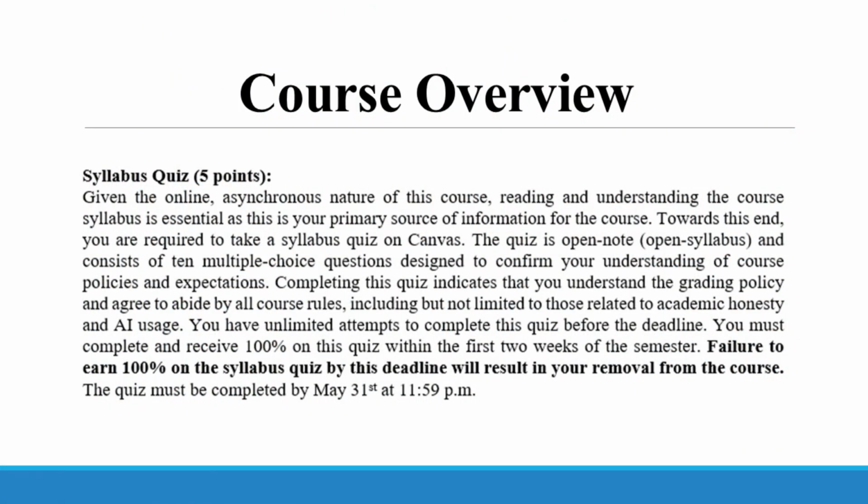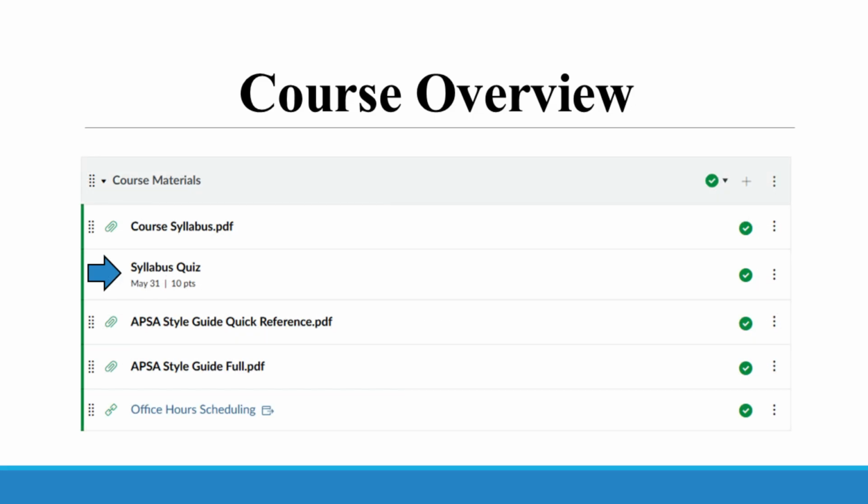The first of these is the syllabus quiz. The syllabus quiz is a 10-question open note, open syllabus in this case, quiz on Canvas that basically gauges your understanding and agreement with all of the course policies. You must complete the syllabus quiz with 100% by May 31st in order to remain in this course. This is simply to ensure that you understand and agree with all of the course policies. Feel free to contact me if you have any concerns about the content of the syllabus quiz. The syllabus quiz is worth 5 points towards your final grade.